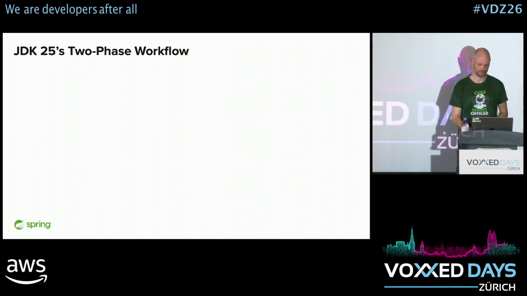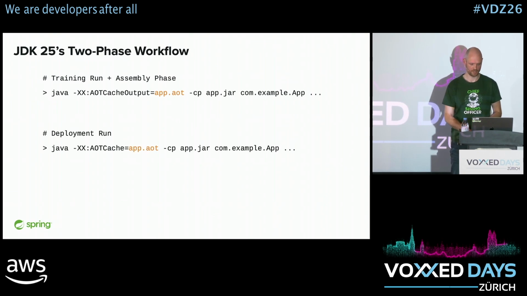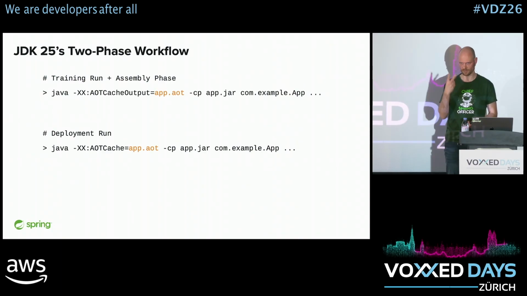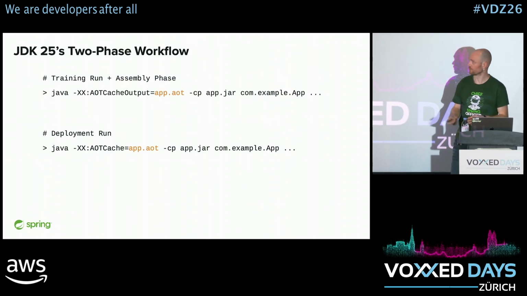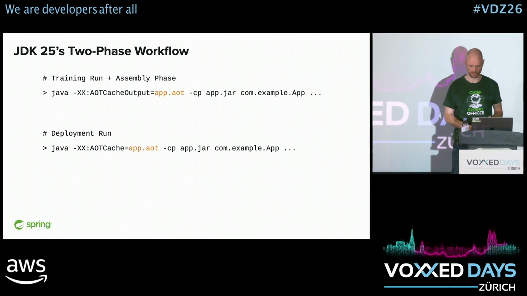Now it looks like this. First thing, it creates the orange file. And then the next time, you copy the orange file to production, and then you use the orange file. Okay? Only 2 commands to remember. One is AOT cache output, which writes the orange file, and this reads the orange file. And then it's fast.